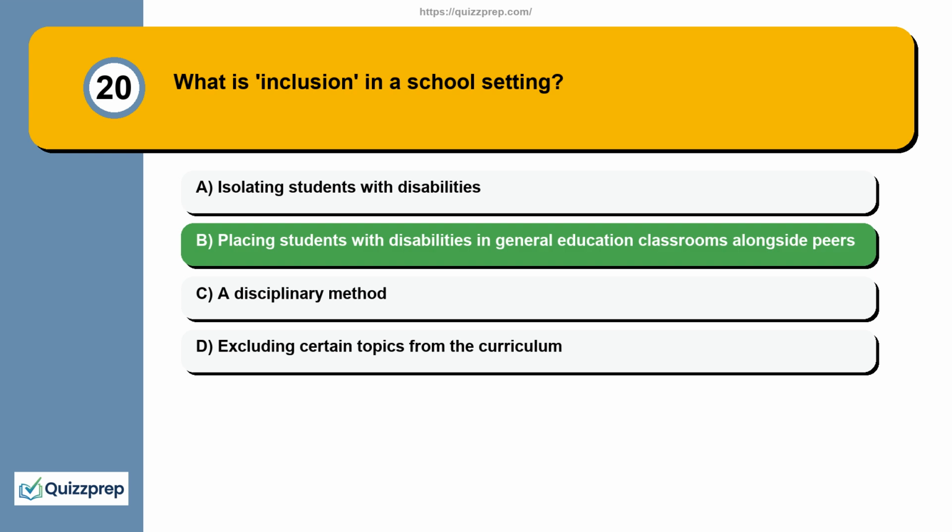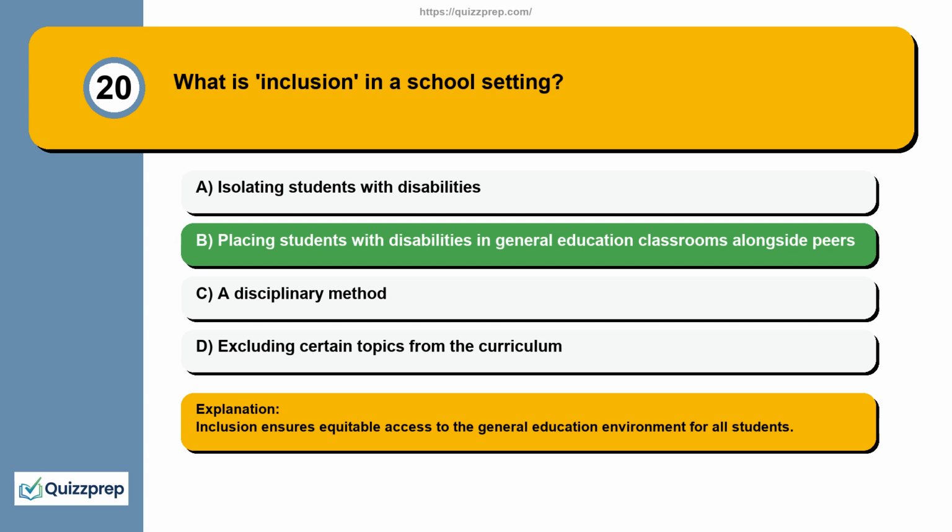The correct answer is option B, placing students with disabilities in general education classrooms alongside peers. Explanation. Inclusion ensures equitable access to the general education environment for all students.